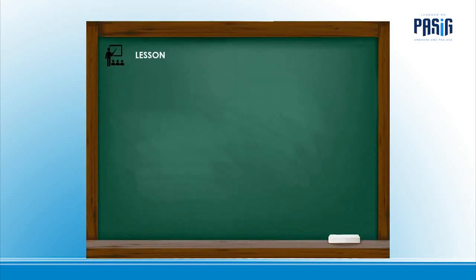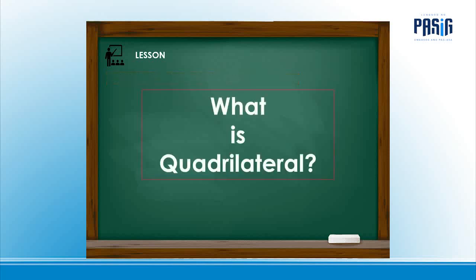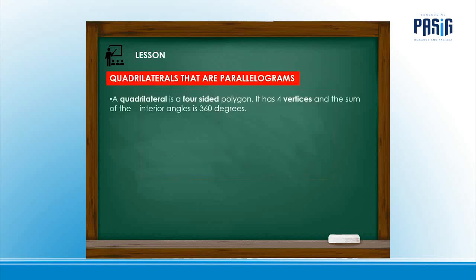Let us now proceed with our lesson. Quadrilaterals that are parallelograms. Let us recall, what is a quadrilateral? A quadrilateral is a four-sided polygon. It has four vertices and the sum of the interior angles is 360 degrees.